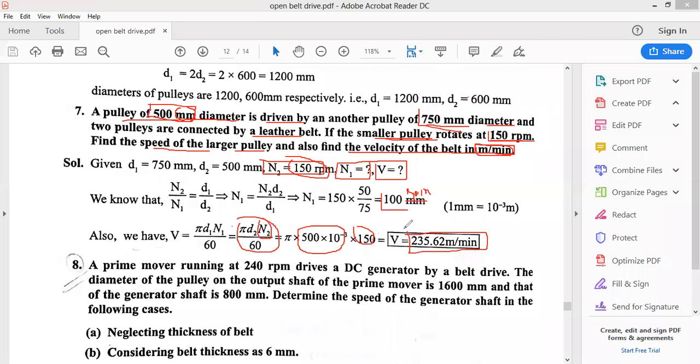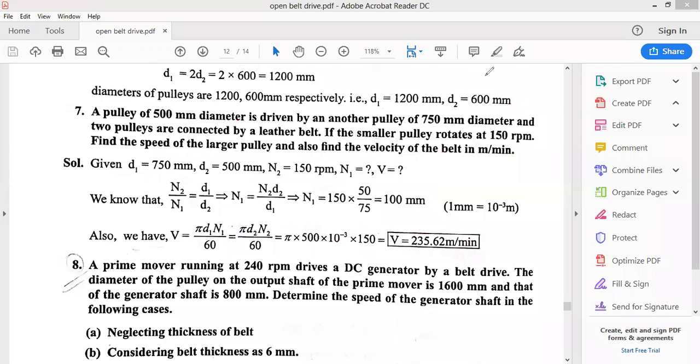The belt in this particular case is going to travel at 235.6 meters per minute. This is going to be the speed of the belt. Okay, so we'll stop here for today. We'll continue in the next class.